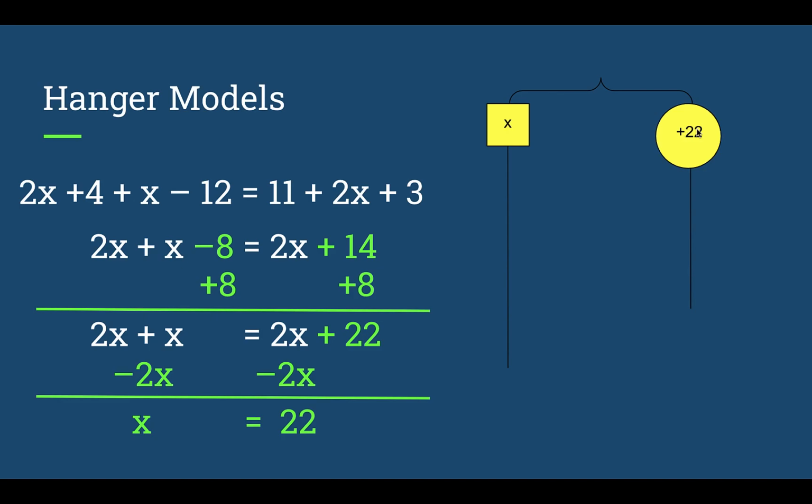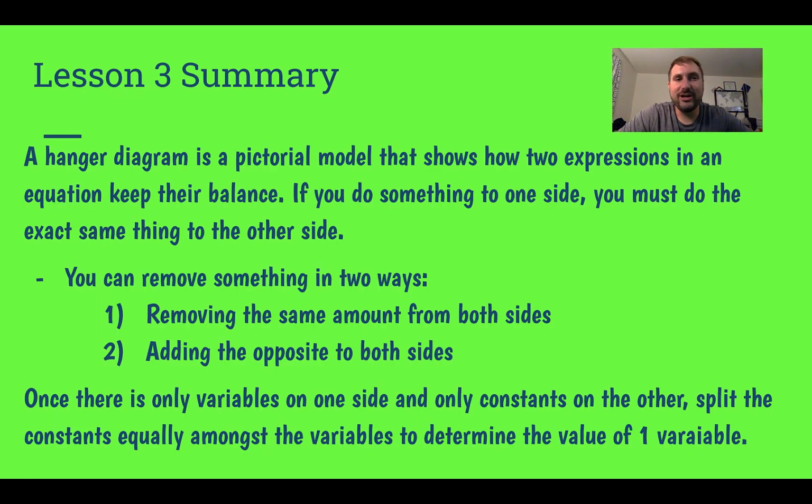In lesson 3, part 2, we learned what a hanger diagram was and that it's a pictorial model showing how two expressions in an equation keep their balance. If you did something to one side of that hanger diagram, you had to do the same thing to the other in order to keep it balanced. You can remove something from those hangers in two different ways. You can remove the same amount from both sides, right?